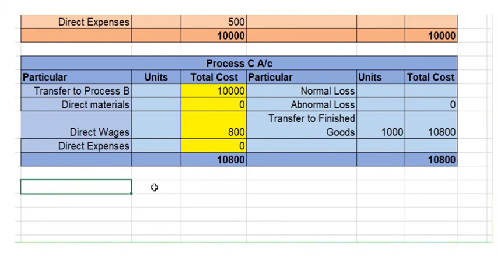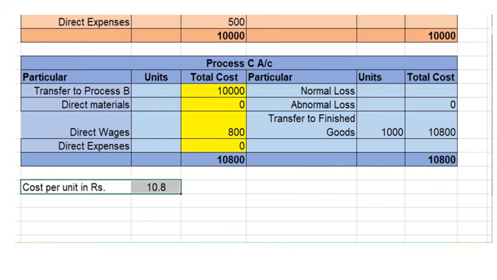Now, what is the next step? Calculation of cost per unit. The cost per unit is equal to total cost divided by the number of finished goods units. So it is 10.8. The cost per unit in rupees is 10.8.